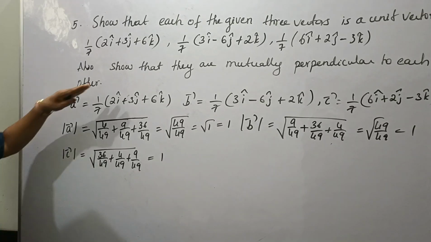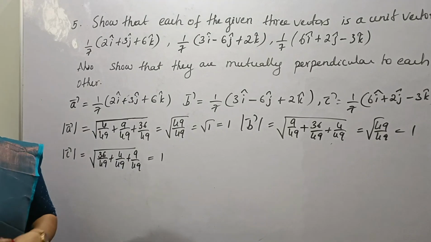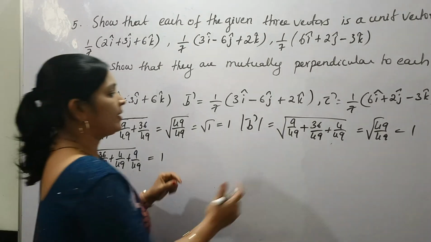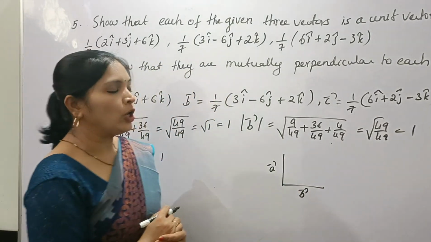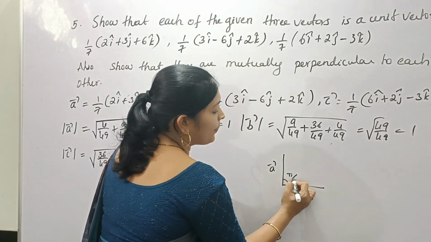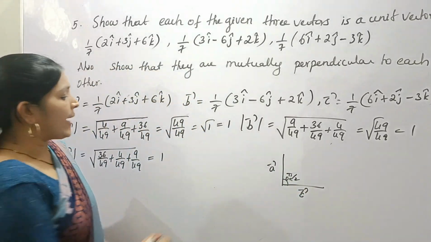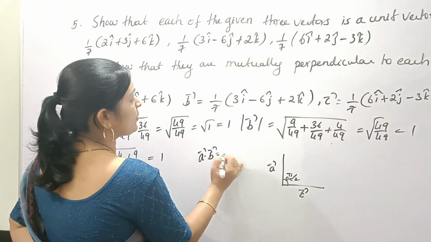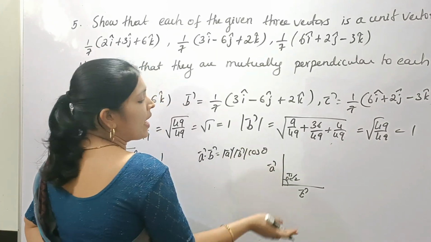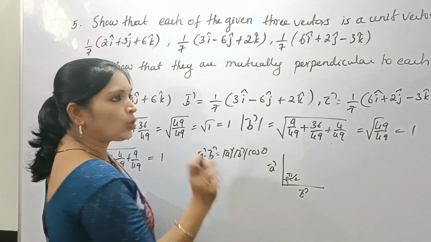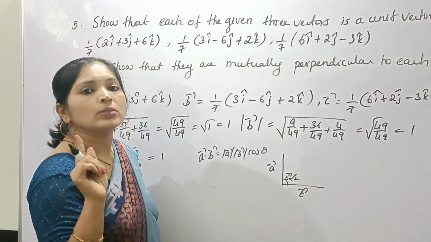Okay. Next question is, show that they are mutually perpendicular to each other. See, mutually perpendicular means, suppose this is vector A and this is vector B. They are perpendicular means their angle is 90 degrees or pi by 2. Right? Theta is equal to pi by 2. And we know that vector A dot vector B is equal to the modulus of vector A into the modulus of vector B into cos theta. Right? If these two vectors are mutually perpendicular, that means the angle between them is pi by 2.